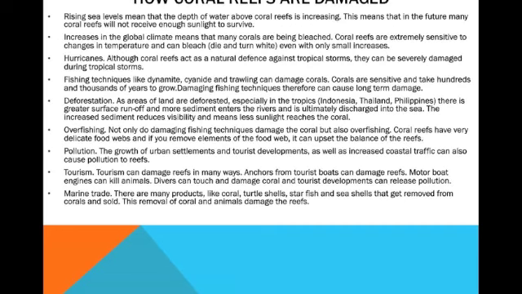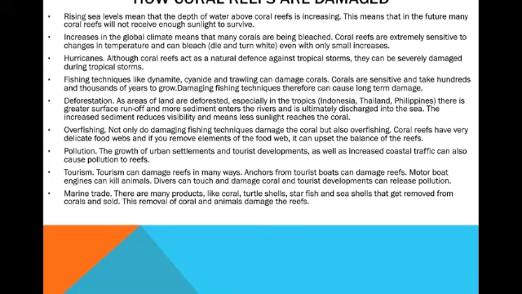So, how are coral reefs damaged? Well, rising sea levels means that the depth of water above the coral reefs is increasing. This means that in the future, coral reefs will not receive enough sunlight to survive, because as we know, coral reefs can only occur at depths less than 60 meters in the sea.